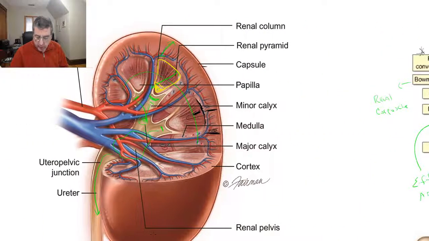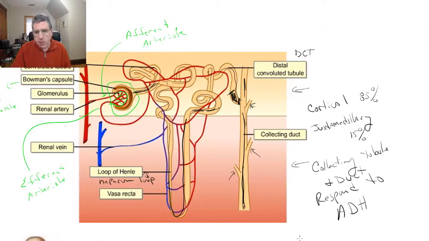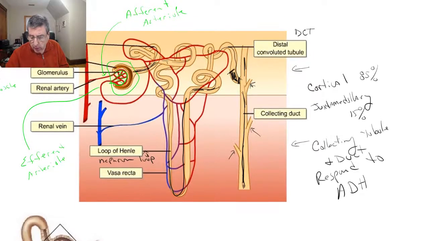Let's just go back over here. So the collecting ducts head down this way, and so this is going to be the papillary duct area. And then the papillary duct drains the urine into the minor calyces, then to the major, and so forth. Okay, so that is your basic outline. Let me just cover a couple other things.